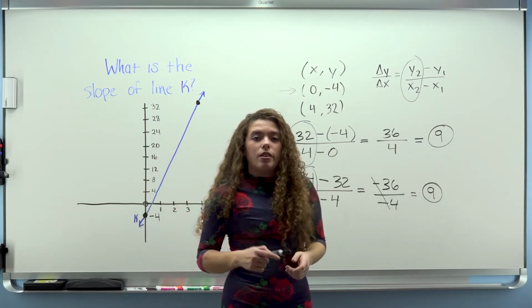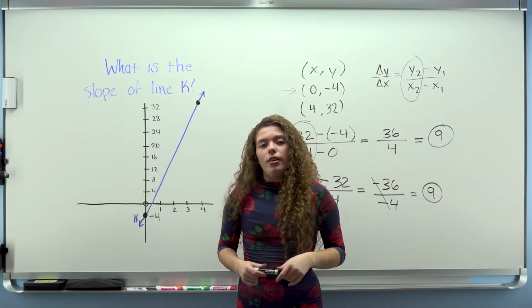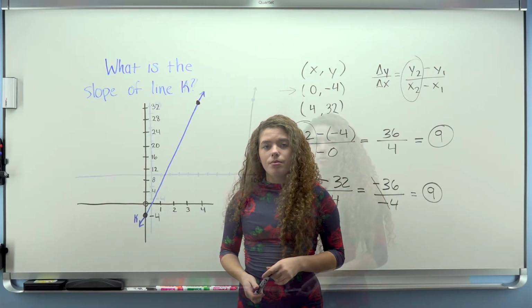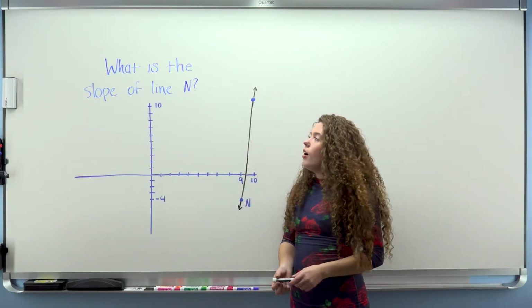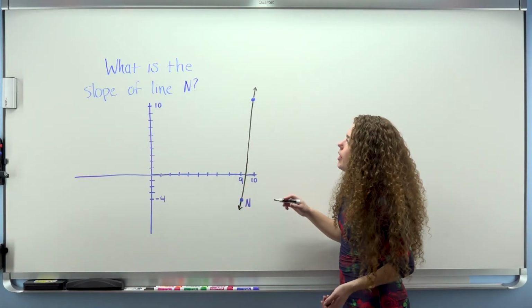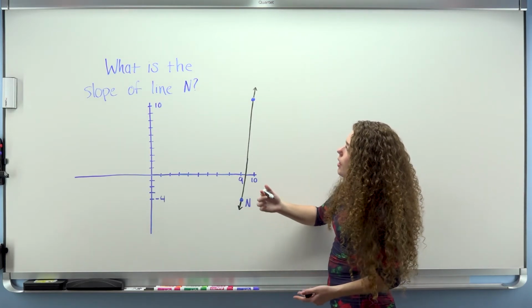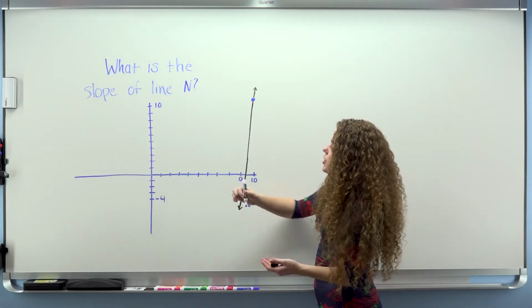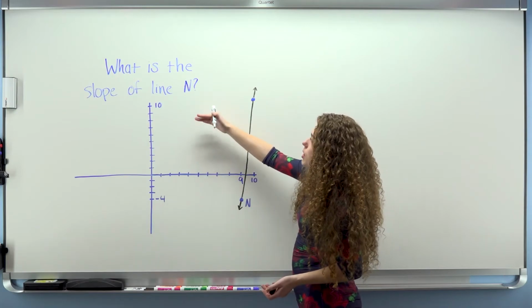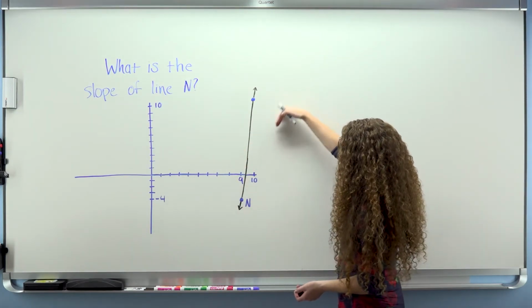Alright, so I'm just going to clear the board one more time and we will go over our last problem. Alright, so now I erased the board and put up a new problem. Again, it's the same exact question, just with a new graph. So now we're trying to find the slope of this line N here.